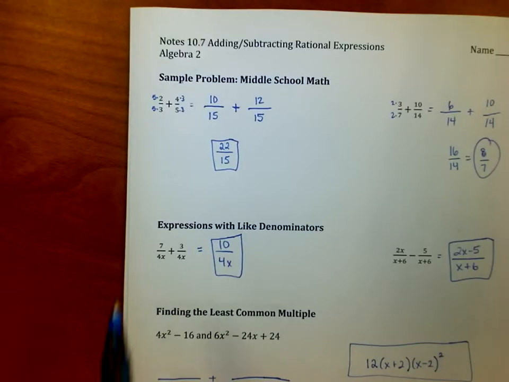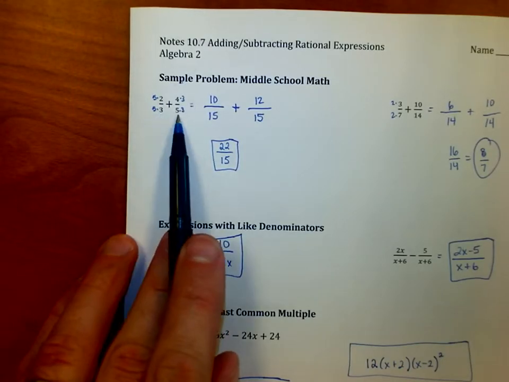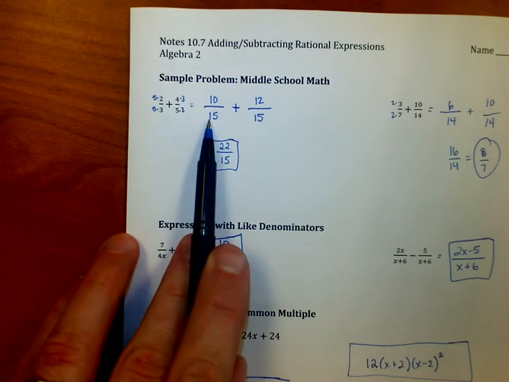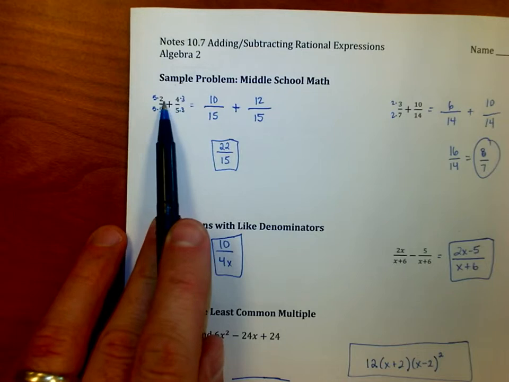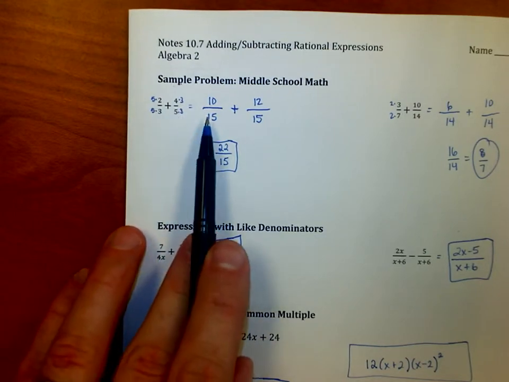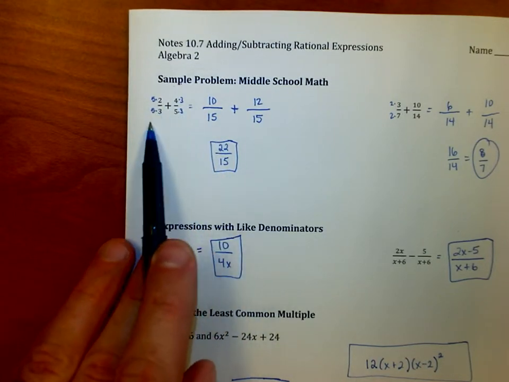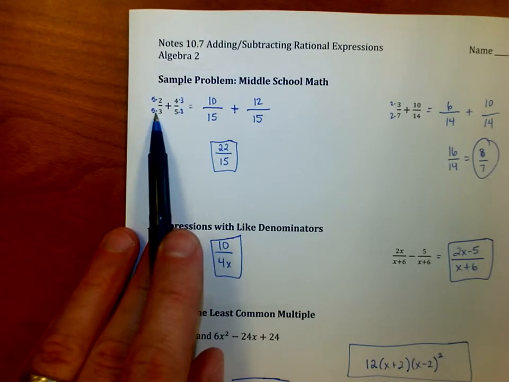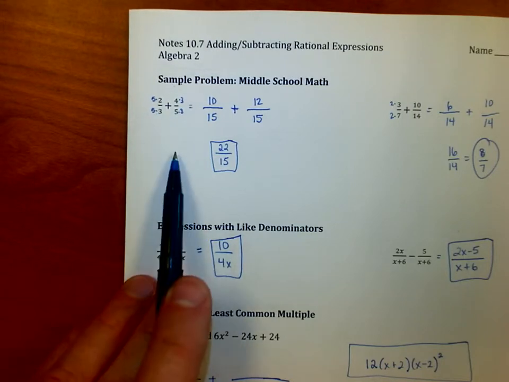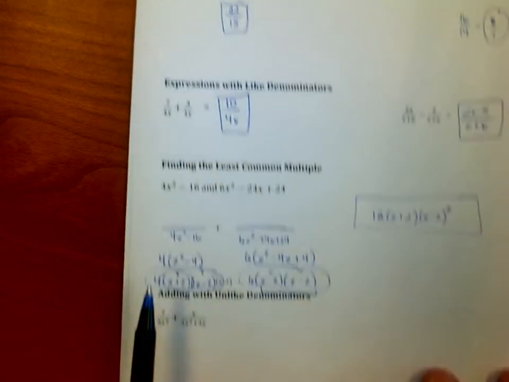Just like we did before, just a review, when we did it with middle school math, we said first, what's the smallest thing that 3 and 5 both go into? They both go into 15. Then we had to make an adjustment to the 2 and the 4 because it's no longer 2/15 and 4/15. We had to multiply by whatever it took to get up to the common denominator. So 3, I had to multiply by 5, so I multiplied the 2 by 5, right? So that's what we're going to do here, okay?